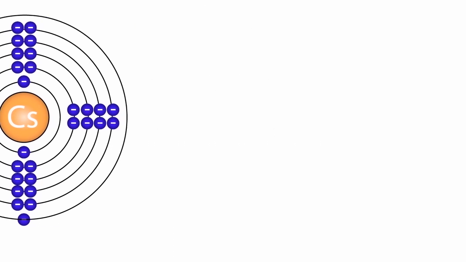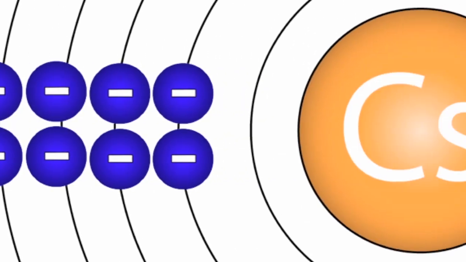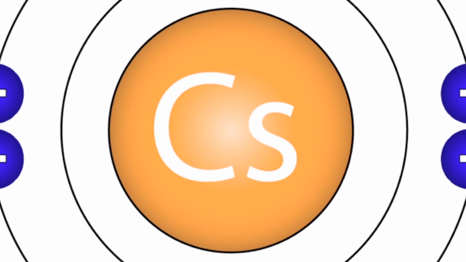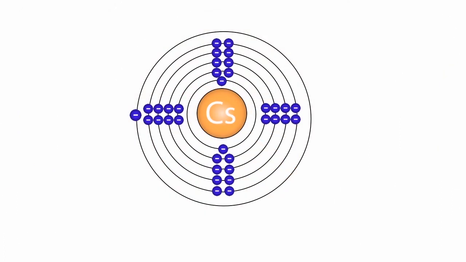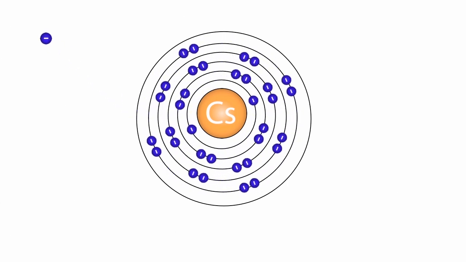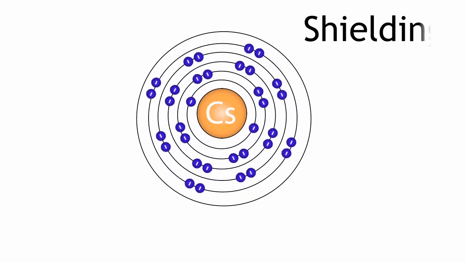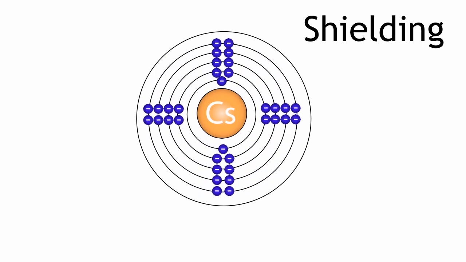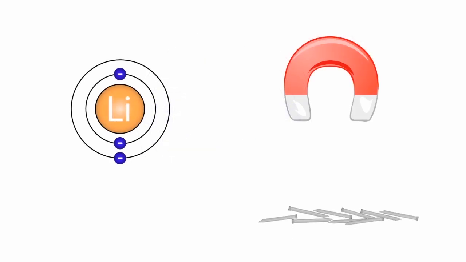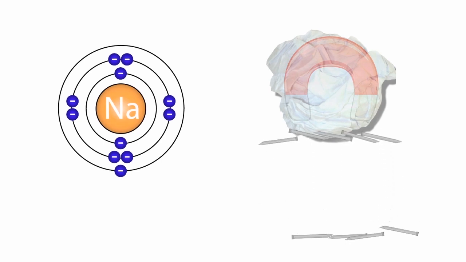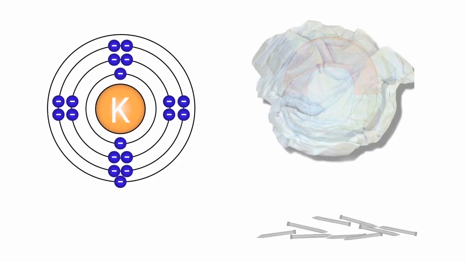The reason for this is the outer electron is a long way away from the nucleus and therefore is easily picked off. But also, the electrons in the other shells interfere and stop the nucleus holding on to the electron. This concept is known as shielding. This acts a bit like wrapping a magnet in paper and imagining that you're trying to use it to pick up nails. The more paper there is, the less nails the magnet will attract.